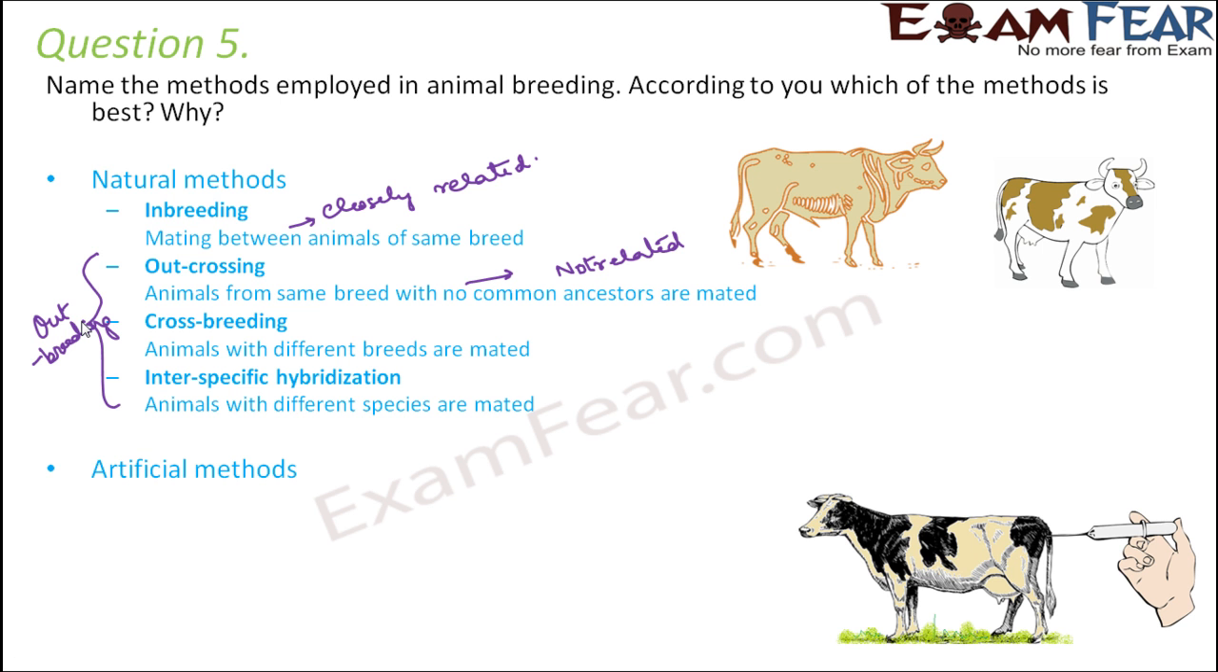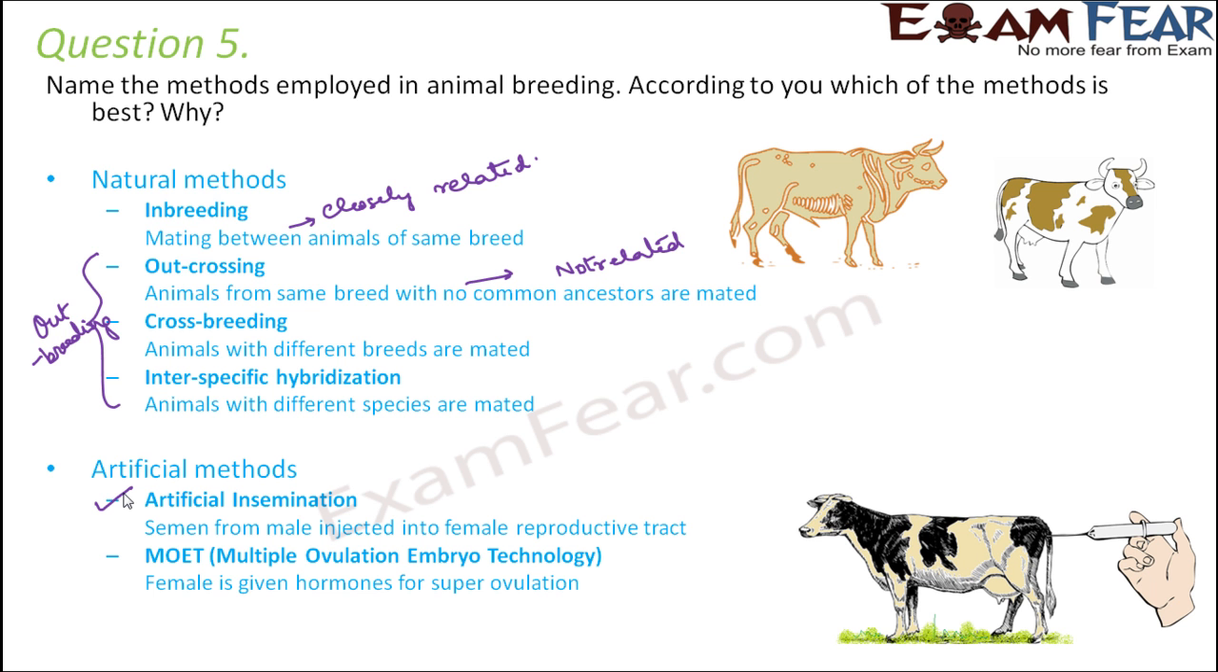On similar lines, there are artificial methods as well, where the mating doesn't happen between a male and female naturally. Rather, it is forcefully made to happen. So how? One method is artificial insemination, where the semen is taken out from the body of the male and it is directly injected into the female's reproductive tract. So that is how the mating part is done, artificially with the help of injections.